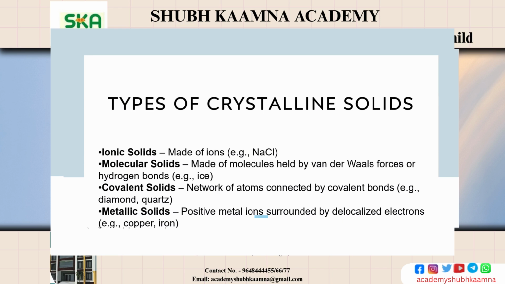Crystalline solids are further classified into four main types. Ionic solids, made of charged ions like Na+ and Cl-. Molecular solids, formed by molecules held by weak forces, like ice. Covalent or network solids, where atoms are bonded in a strong, rigid network, like in a diamond. Metallic solids, with metal atoms in a sea of electrons, giving rise to properties like conductivity and malleability.